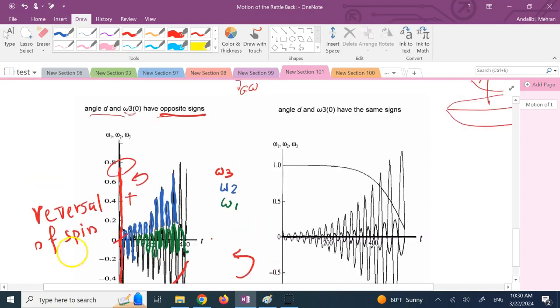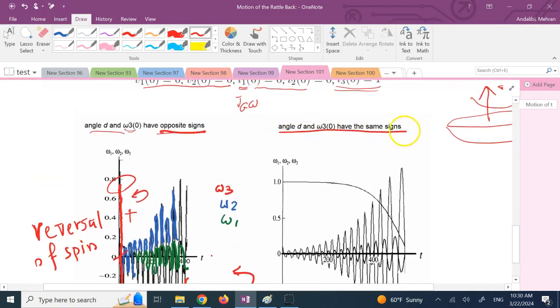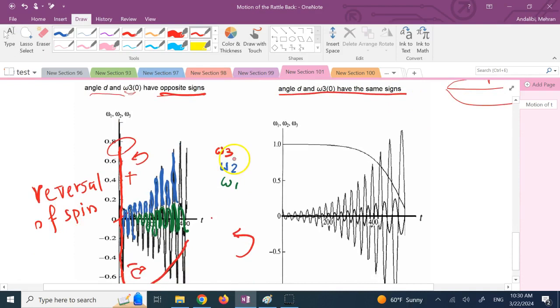But here is the case that they have the same sign. So the Rattleback wanted to spin counterclockwise, and you did spin it counterclockwise. So still, you started omega-3 positive. And as you can see, it does not very fast reverse and go to 0 and negative, and it just gradually slows down until it stops. Okay, you see that? So no reversing here.